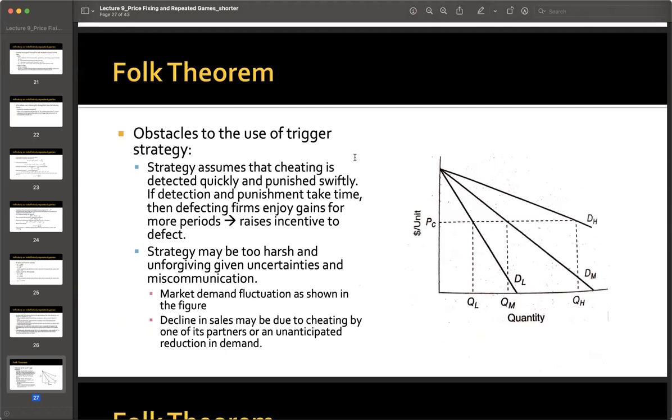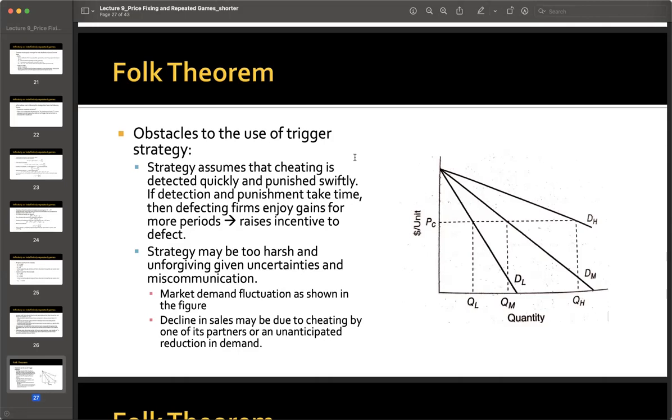Okay, so now that we've talked about rho and when cooperation can happen, that is when rho is high, right? Specifically when rho is higher than rho star. So, obstacles to the use of trigger strategy that we've talked about here. The strategy assumes that the cheating is detected quickly and punished swiftly. If detection and punishment takes time, then the defecting firms enjoy gains for more periods, and it raises the incentive to defect. Remember, dun sa ating computations, there's only one period wherein there's a defection, wherein that pi d happens. And if pi d occurs more, some of that future punishment of lower profits from the Nash equilibrium becomes weaker, right? The punishment becomes weaker.